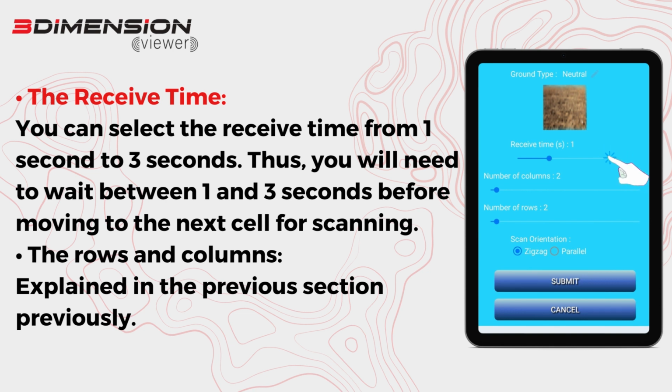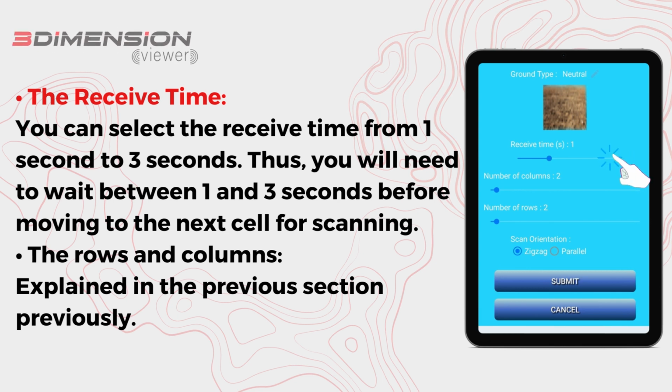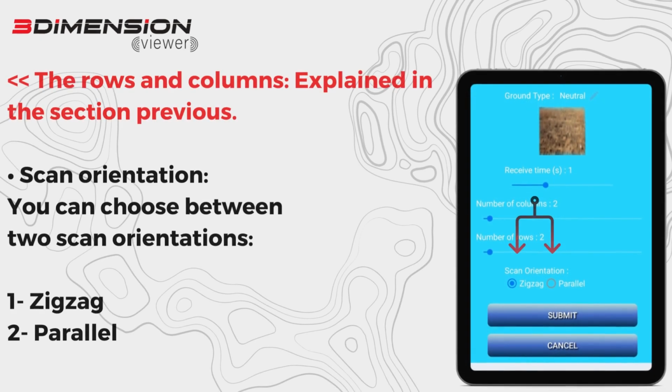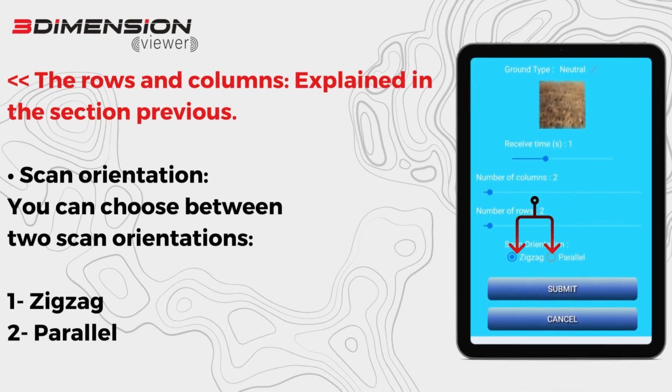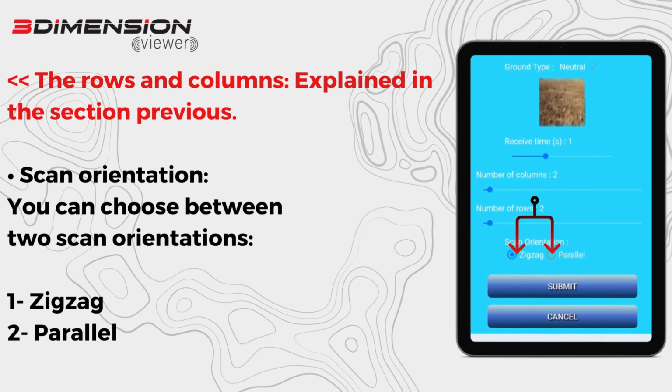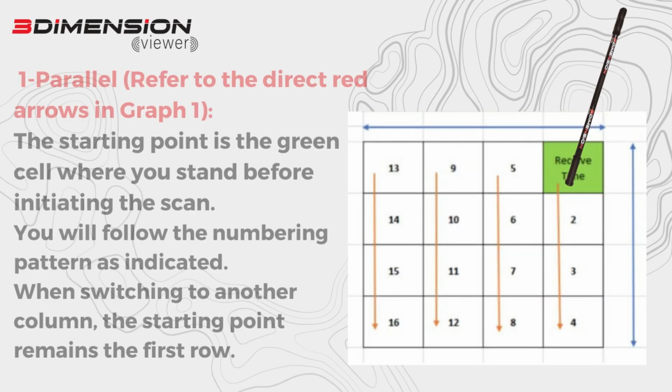The rows and columns. Explained in the previous section. Scan orientation. You can choose between 2 scan orientations. 1. Zigzag. 2. Parallel.